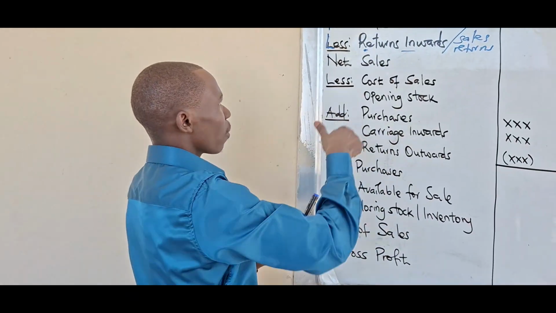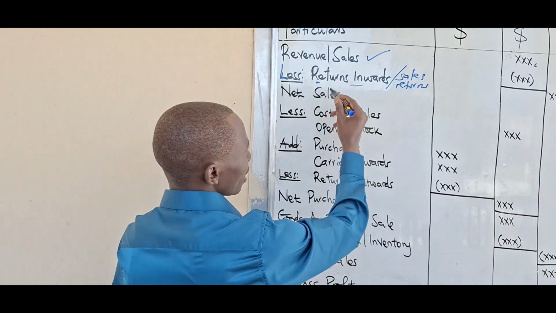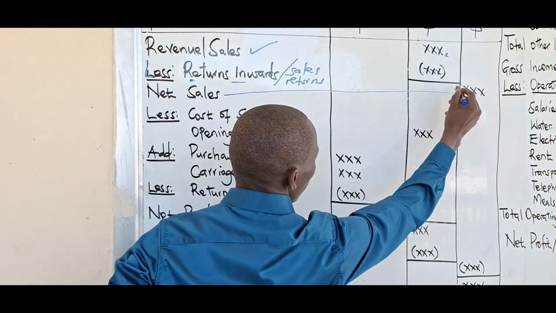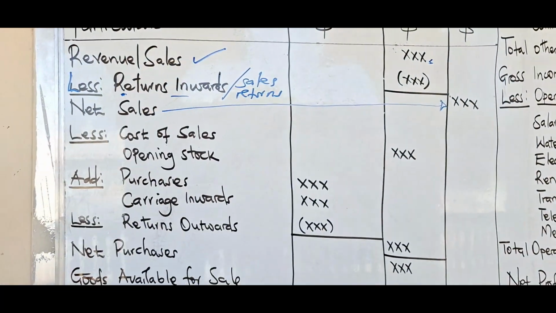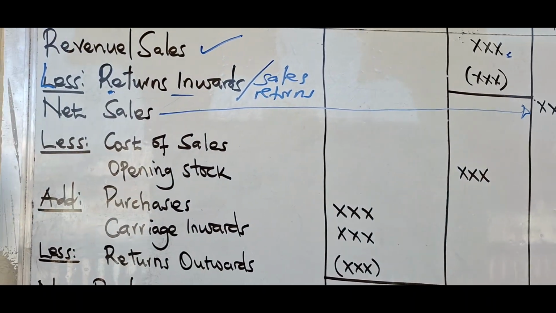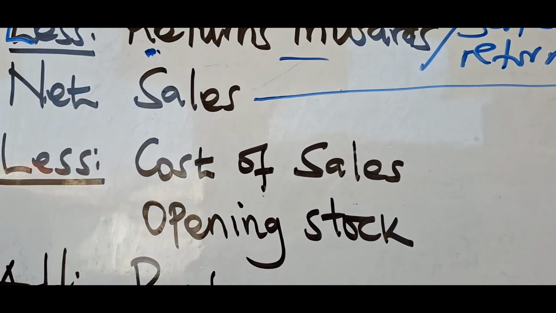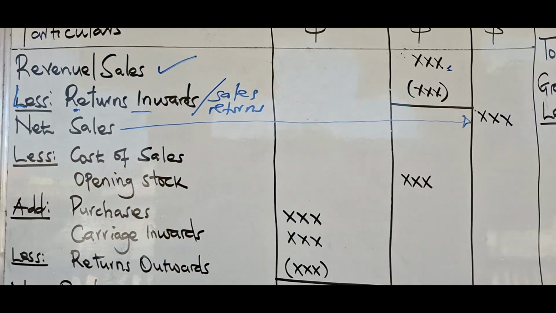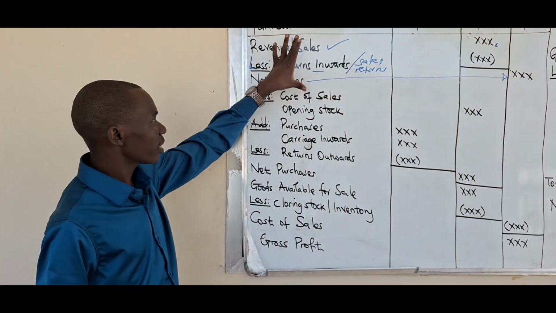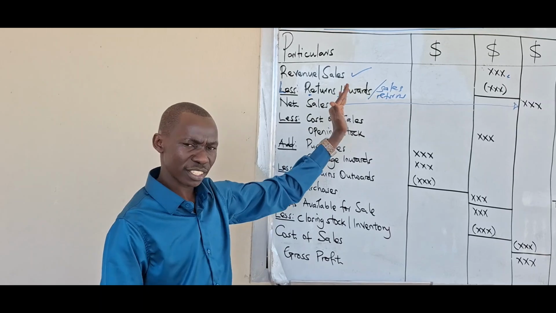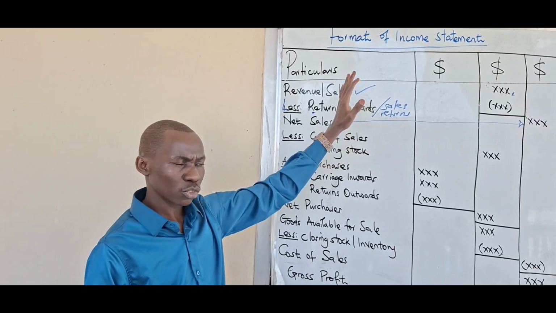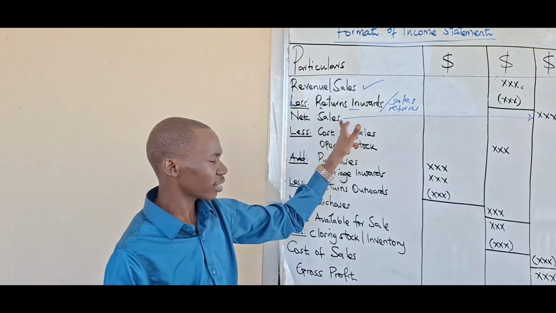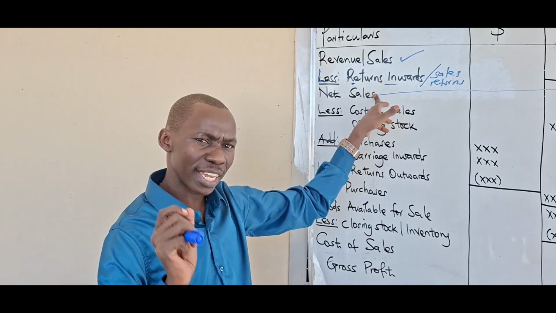So when you get our sales, you subtract returns inwards. Automatically, you get what we call our net sales, or the actual sales after subtracting any return which may have been brought by the customer back to the business. Having seen our revenue, what we call net sales, by looking at total sales for the year, you subtract total returns for the year, then the remaining balance is what we call net sales or the net revenue.